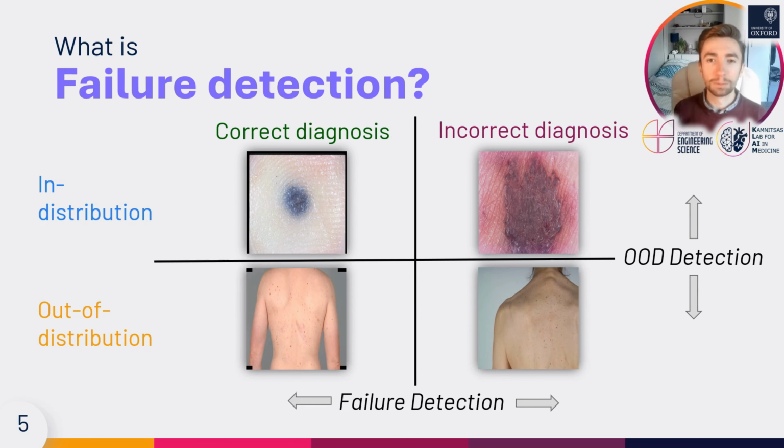Let's visualize the difference between these fields. On the y-axis, on the top we have in distribution, on the bottom we have outer distribution, and on the x-axis, on the left we have a correct diagnosis, on the right we have an incorrect diagnosis. Failure detection aims to separate along the x-axis, where we want to discard model predictions that we believe will be incorrect, whereas outer distribution aims to separate along the y-axis, where we want to discard predictions on images which we believe are from a different distribution from the training data.